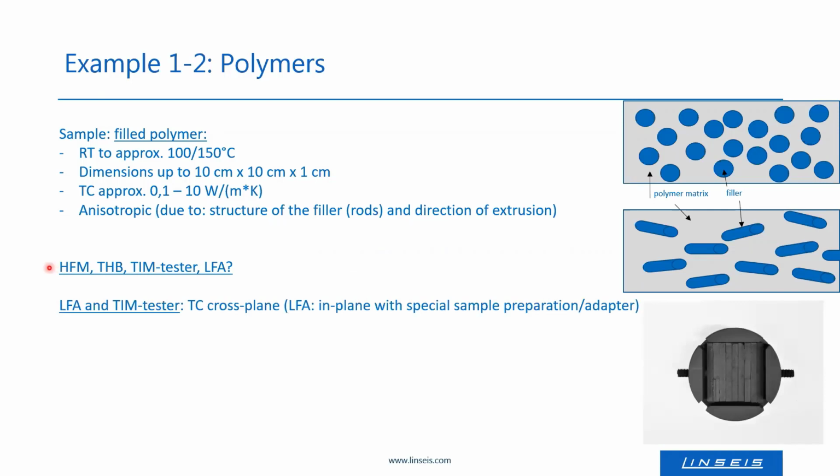In this case, the laser flash analyzer and the TIM tester would be the best suited ones because they can analyze thermal conductivity across the plane of the sample. And depending on the sample preparation and on the special adapter available for the laser flash analyzer, also the in-plane thermal conductivity may be measured. Or if you are just interested in the overall thermal conductivity, then you can still consider the transient hot bridge.